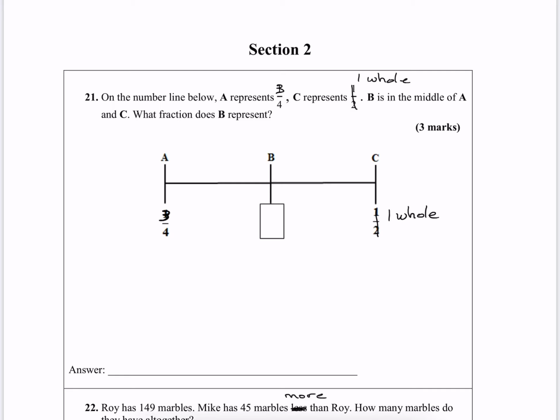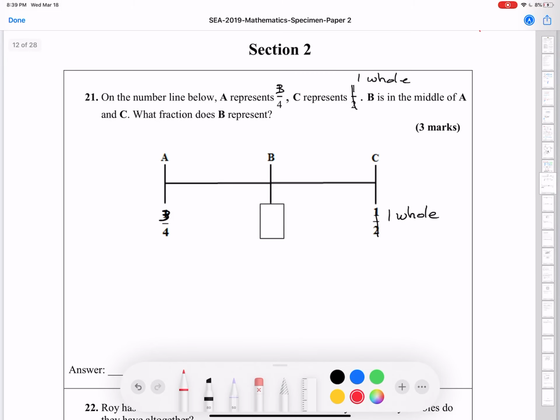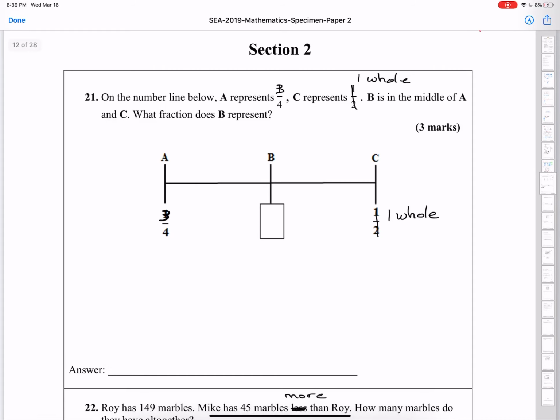Number 21. On the number line shown below, A represents 3/4, C represents 1/2. B is in the middle of A and C. What fraction does B represent? All right, let's look at our diagram, which I have modified. A, 3/4.